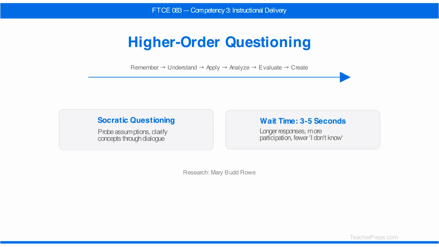Here's a critical exam topic: wait time. After posing a question, wait at least 3 to 5 seconds before calling on a student. Research by Mary Budd Rowe shows that increasing wait time leads to longer and more thoughtful student responses, higher participation for more students, and fewer "I don't know" answers. Most teachers wait less than 1 second, which favors quick responders only. Also use open-ended questions with multiple valid answers. These require students to think critically, not just recall facts.